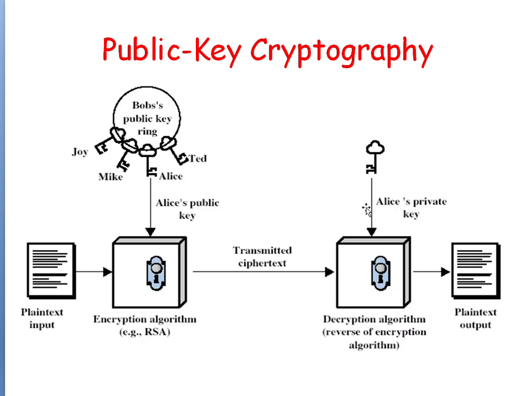This is the architecture of public key cryptography. Here, Bob wants to send a message to Alice. Bob has Alice's public key. With the means of Alice's public key, he encrypts the plain text to ciphertext.